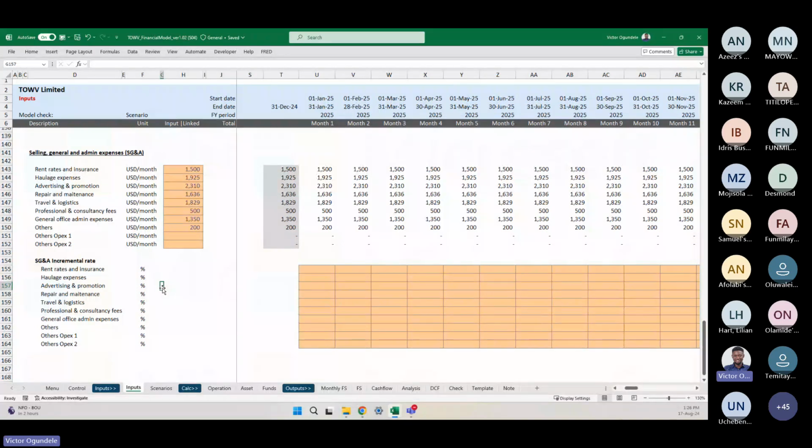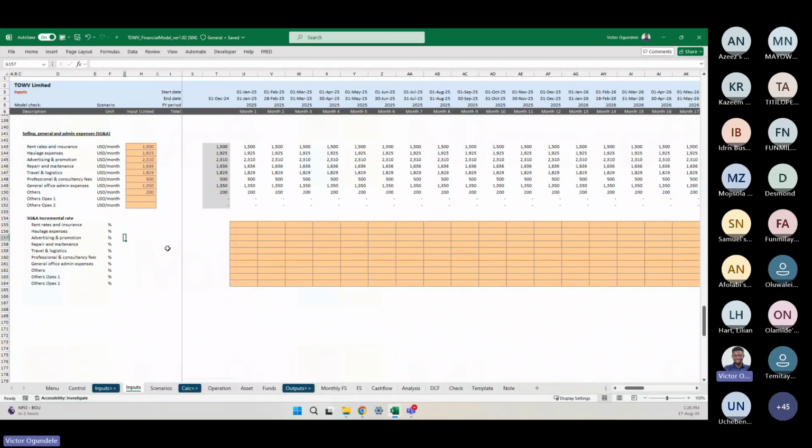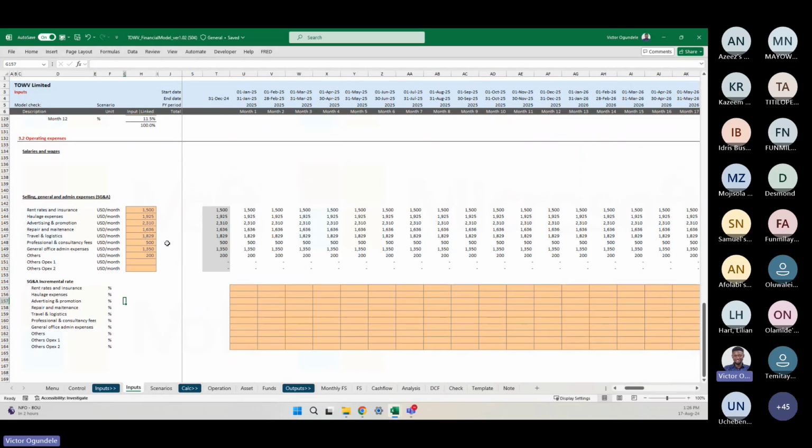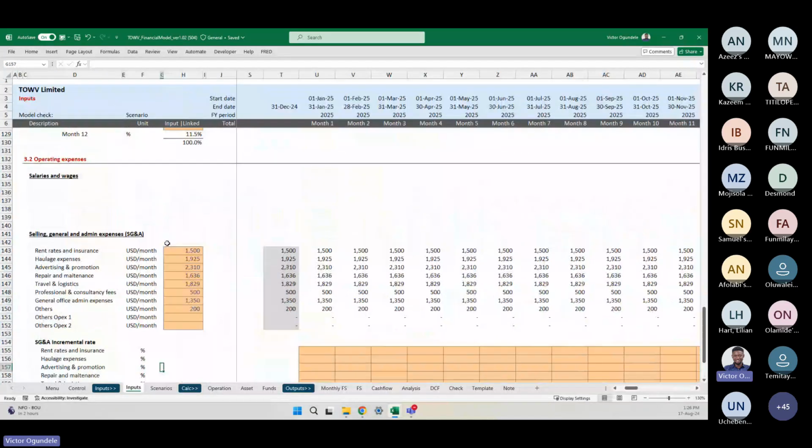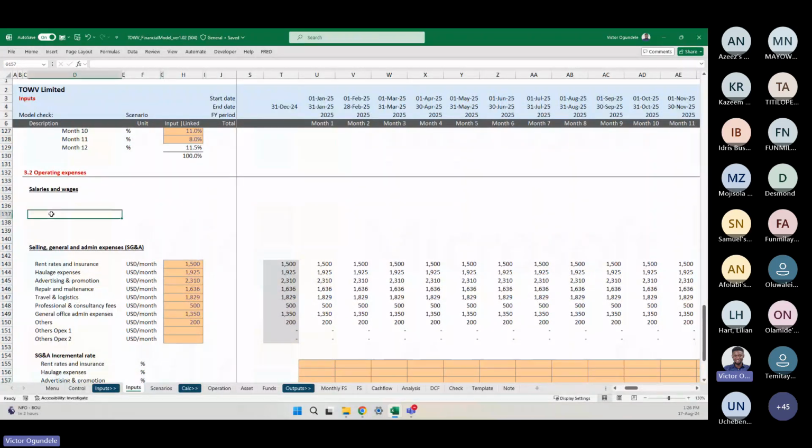Okay, making sense? Any question before we go to the salary and wages? All right. So now let's go back to our salaries and wages.